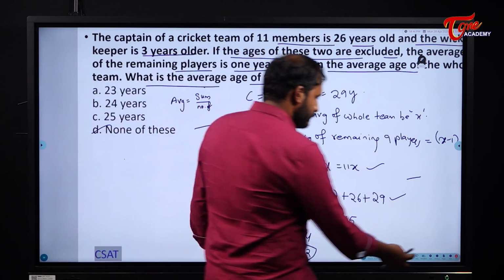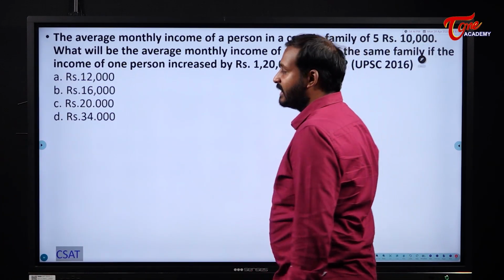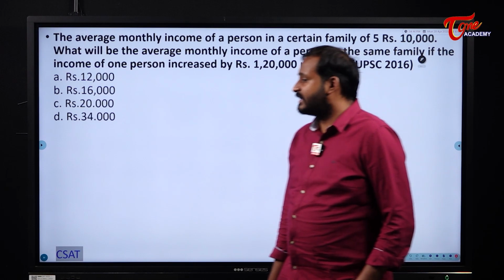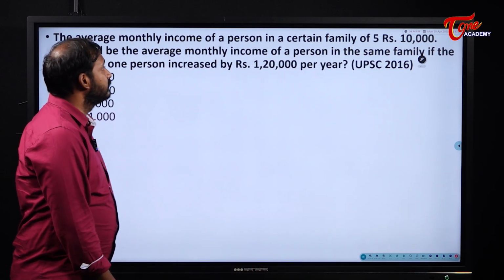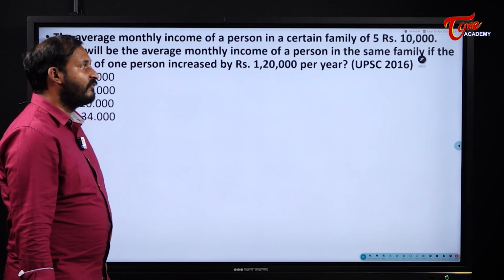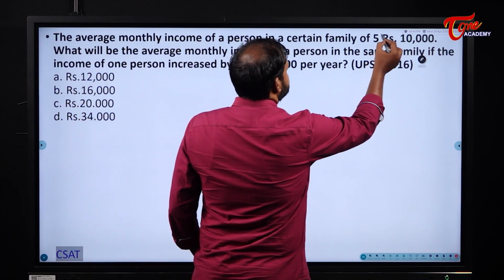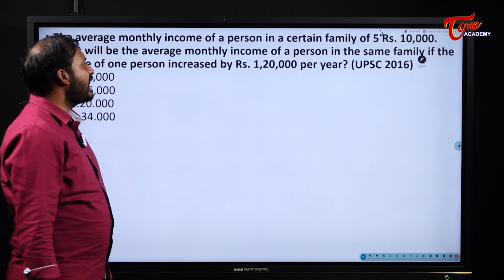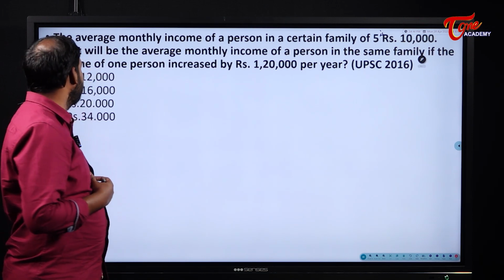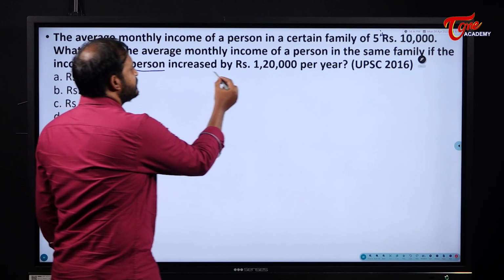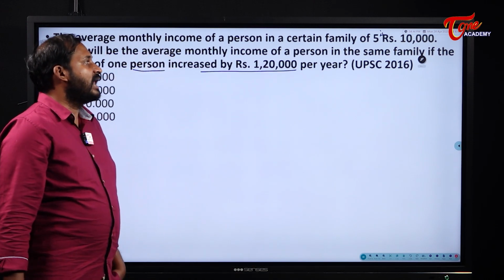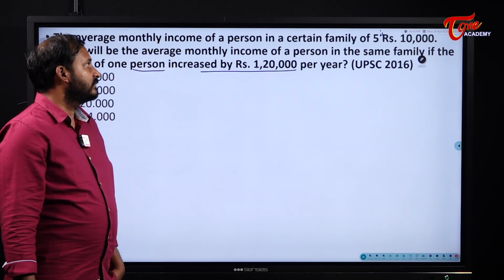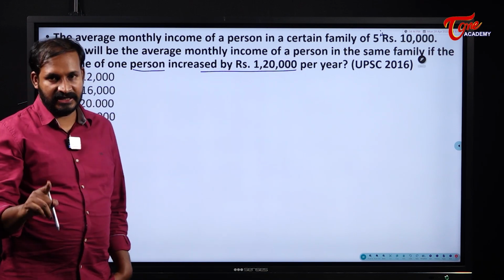Right. Next one. See the next one. The average monthly income of a person in a certain family of 5 is rupees 10,000. What will be the average monthly income of a person in the same family if the income of one person is increased by 1,20,000 per year?